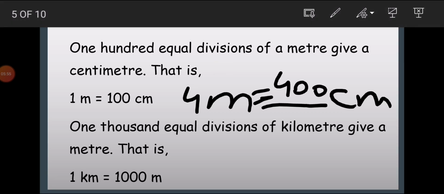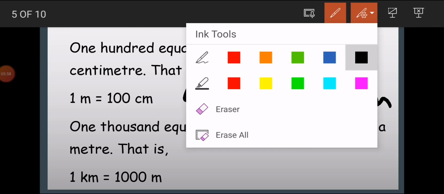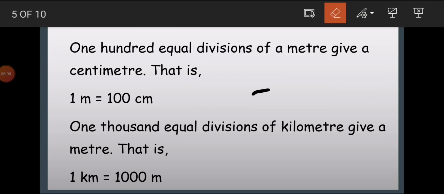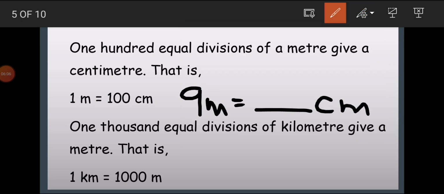Same, if I want to convert 9 meters into centimeters. Again, I use the same formula. I multiply meters with 100. So 9 times 0 is 0, 9 times 0 is 0, 9 times 1 is 9. The answer is 900. So when we have to convert 9 meters into centimeters, we get 900 centimeters.